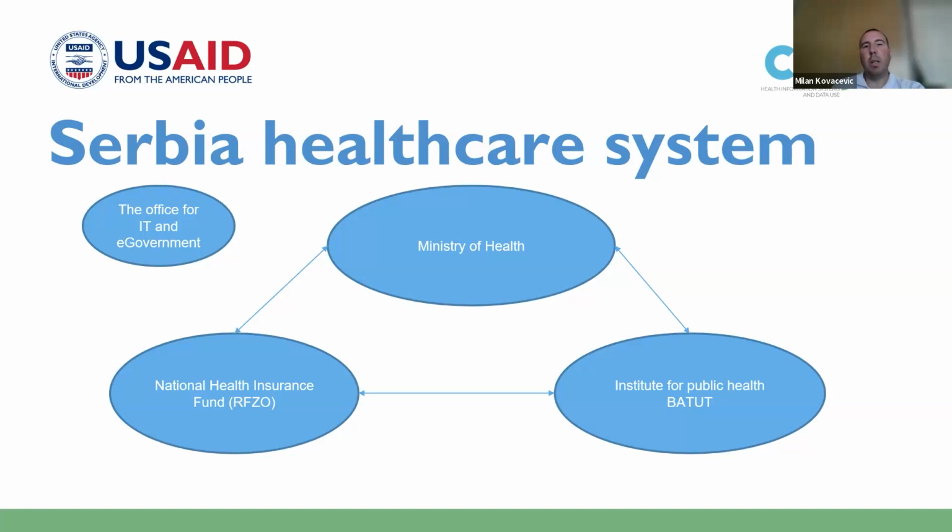So basically, healthcare facilities make invoices every month, and based on that, they get money from the National Health Insurance Fund. The Office for IT and e-Government provides hardware and software support at the national level. Although these organizational structures were in place, the government lacked a current e-health strategy and action plan, with the most recent document having lapsed back in 2015.